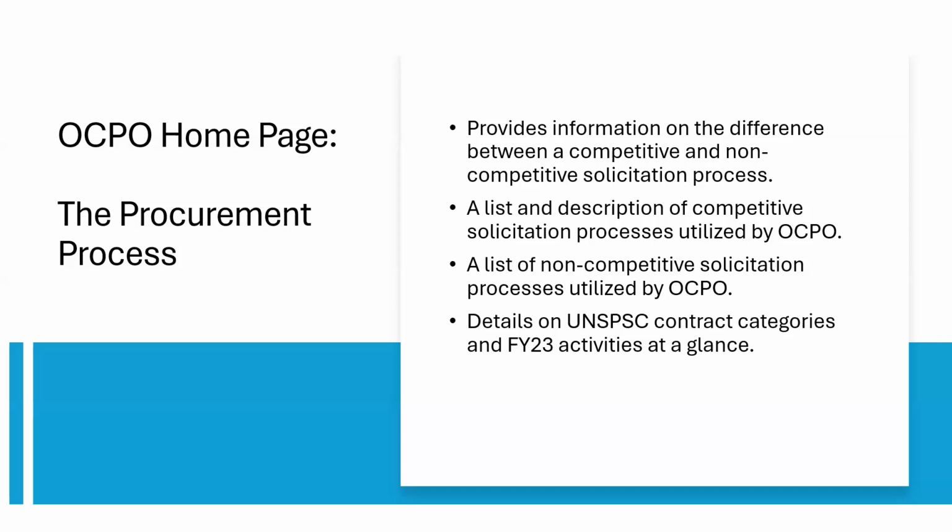And then we also give details on the type of commodity codes that we use. And again, we use the UNSPSC commodity codes for our website, for our solicitation purposes, which is available on this website. We also give a snapshot of the fiscal year 23 activities at a glance. So every year we'll try to give information on a summary of all of the procurement activities for the prior fiscal year. So that information is available on the page listed as the procurement process.